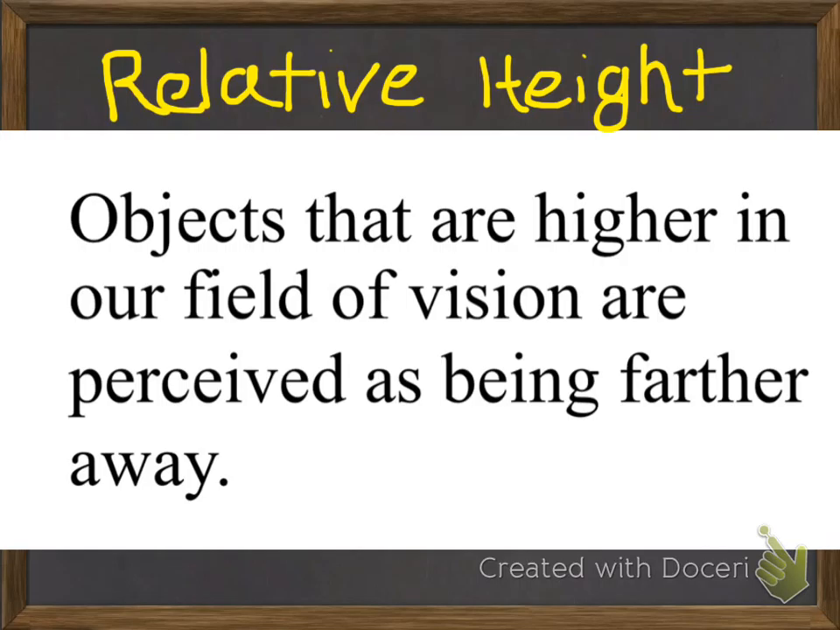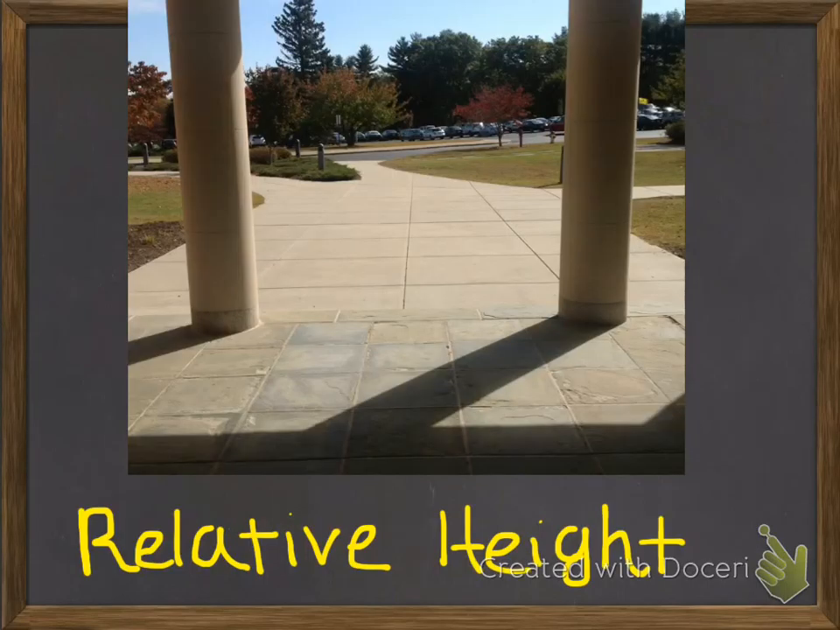Relative height is when objects that are higher in our field of vision are perceived as being farther away. Because the road and the trees are higher on our retina than the stone patio, we perceive them as farther from where the picture was taken than the patio is. This is because the patio is toward the bottom of our field of vision, while the road is closer to the top.